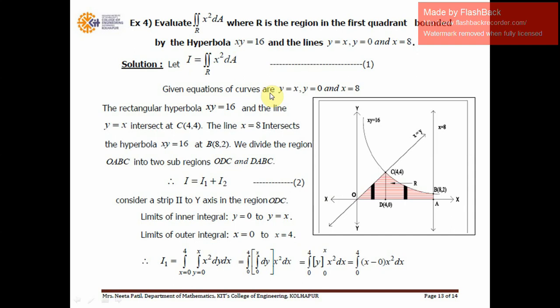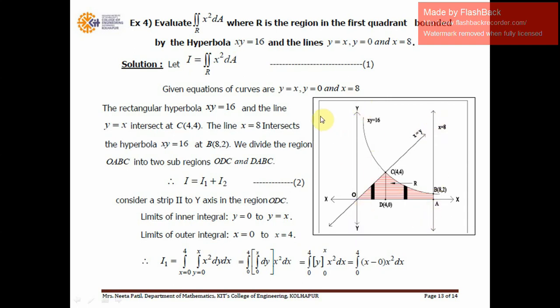So sketch these curves on the xy coordinate axis. So xy is equal to 16, it is the equation of a rectangular hyperbola. y is equal to x, it is the equation of a line passing through the origin. y is equal to 0, it is the equation of x-axis, and x is equal to 8, it is a straight line which is parallel to y-axis.